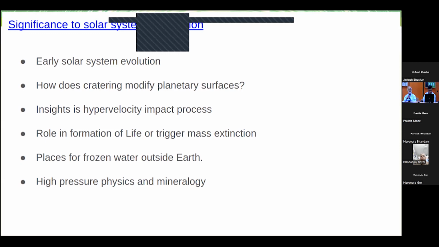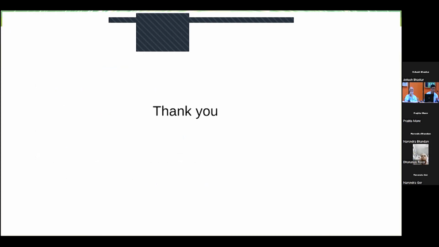Then high pressure physics and mineralogy is another science study we want to look at. Conditions of hundreds of gigapascals originate only in this hypervelocity impact. And in mineralogy, we can study whatever minerals form and what we expect on other planets, which planetary geologists are interested in. So there are a lot of implications for solar system science and for life. I hope I conveyed this point, and I'll stop here. Thank you. Thank you very much.